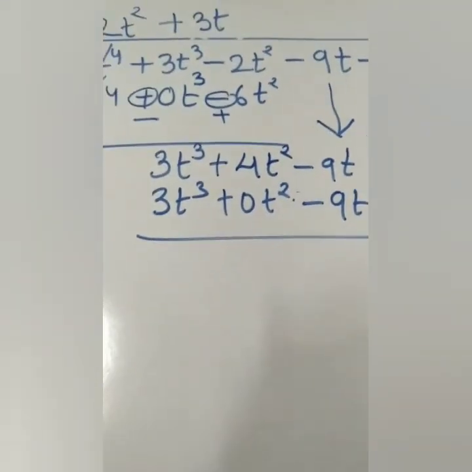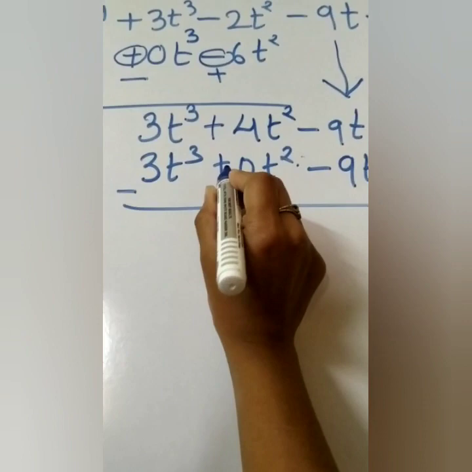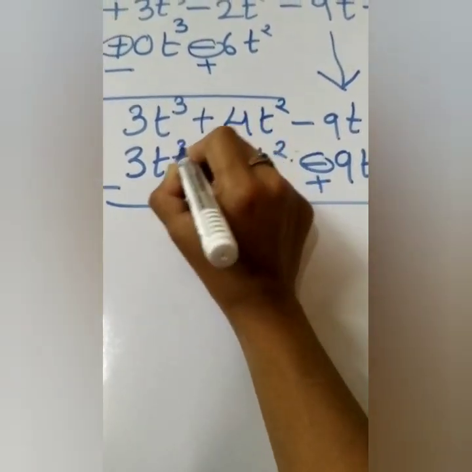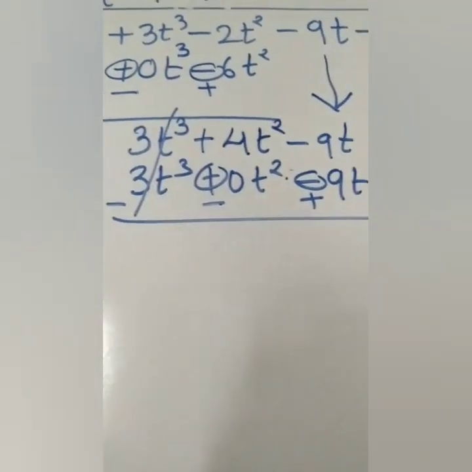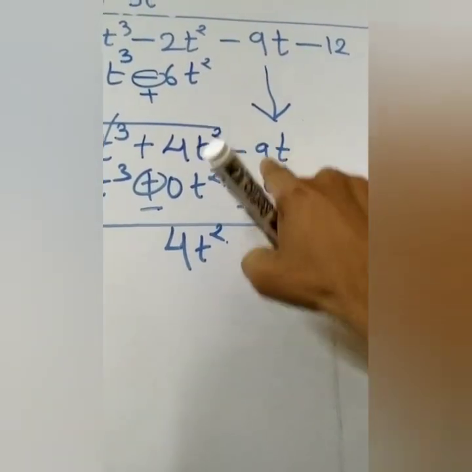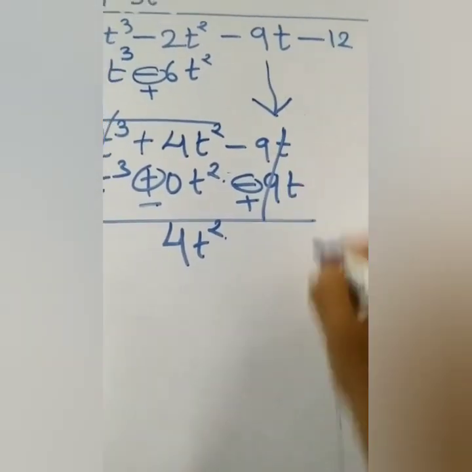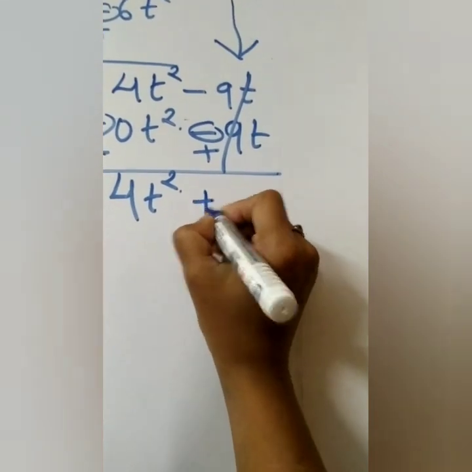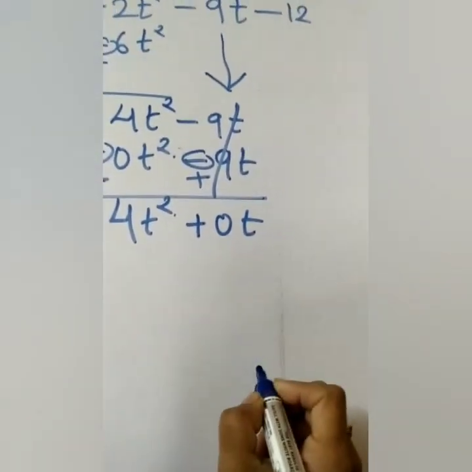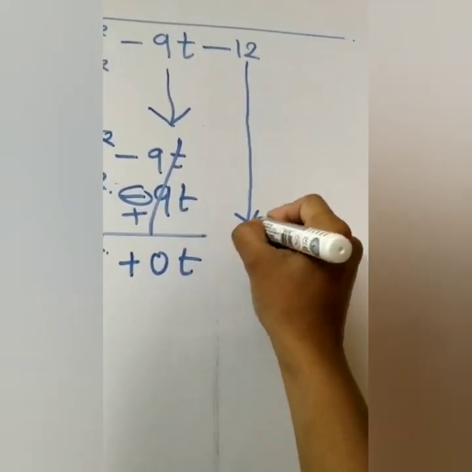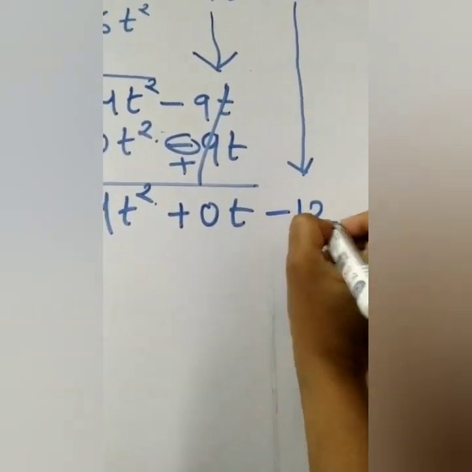If we change the signs, this plus will become minus, this plus will become minus and this minus will become plus. So this term will cancel out and here we have to write 4t square. Here 9 is minus and 9 is plus, so this term again cancels out. Now this term becomes 0, which means it is 0t. And here we take down that 12 with its symbol, which means minus 12 we have to take down.